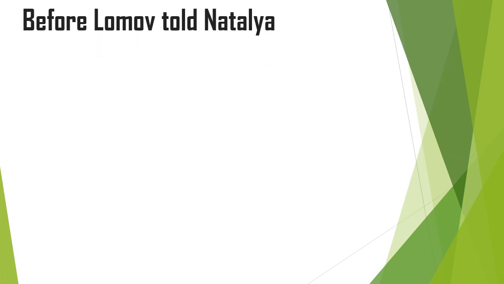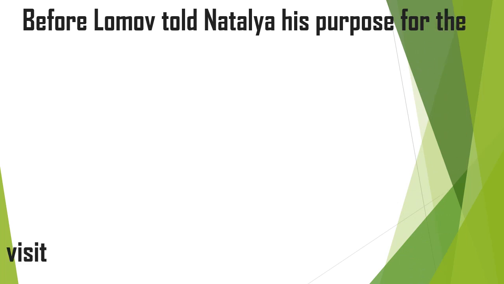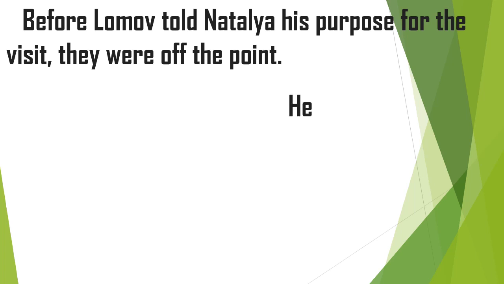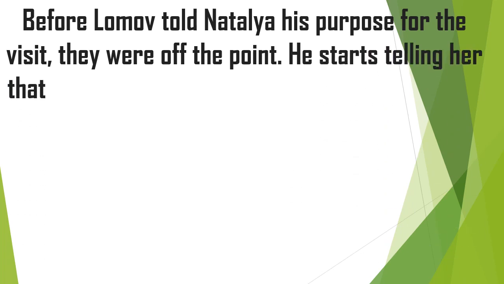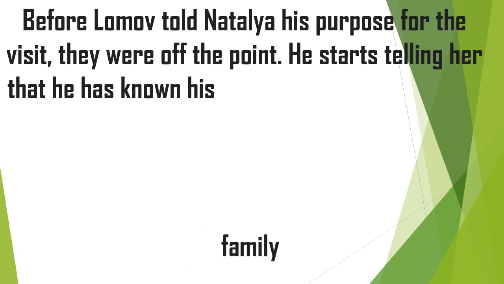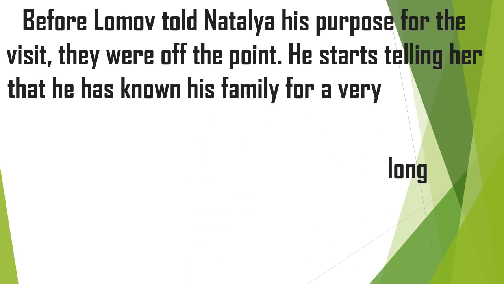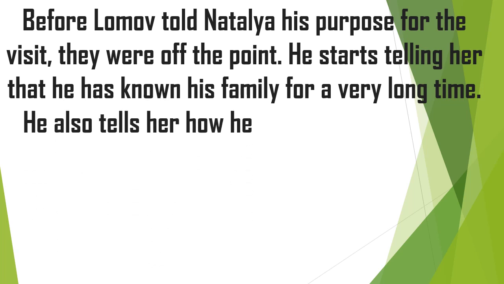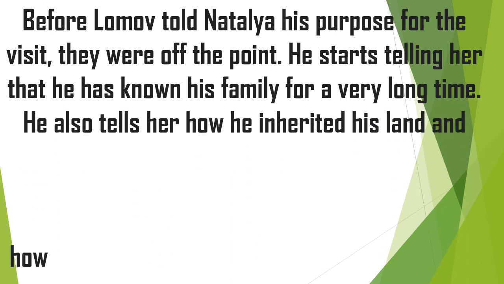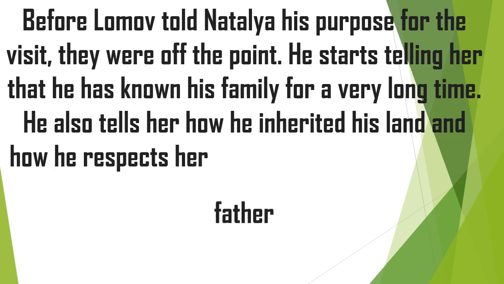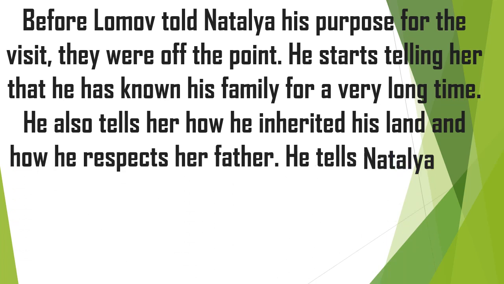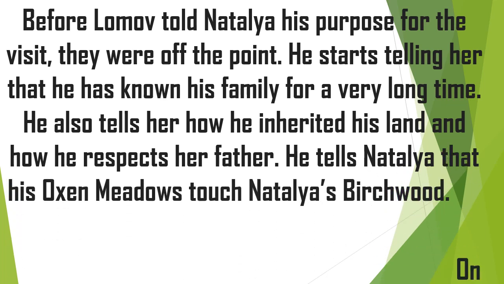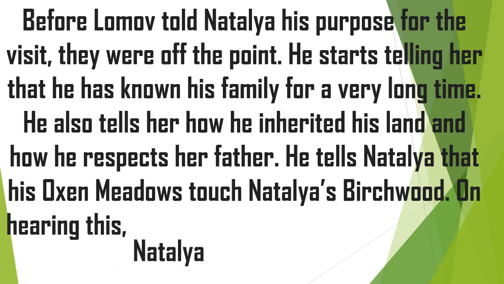Before Lomov told Natalia his purpose for the visit, they were off the point. He starts telling her that he has known her family for a very long time. He also tells her how he inherited his land and how he respects her father. He tells Natalia that his oxen meadows touch Natalia's birchwood.